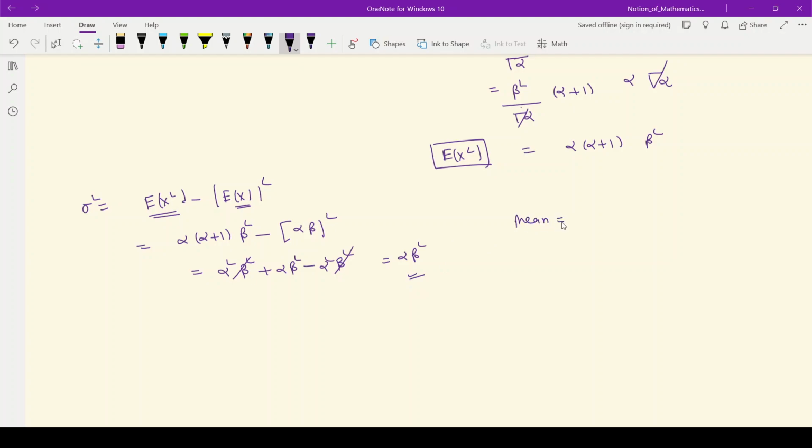So what is the crux here? The crux is that the mean of the gamma distribution is alpha beta and the variance of the gamma distribution is equal to alpha beta square, where alpha greater than 0, beta greater than 0 for the mean, as well as alpha greater than 0 and beta greater than 0 for the variance. Students, I hope that this video will be very useful to all of you regarding the mean and variance of the gamma distribution. Thank you so much for watching this video.